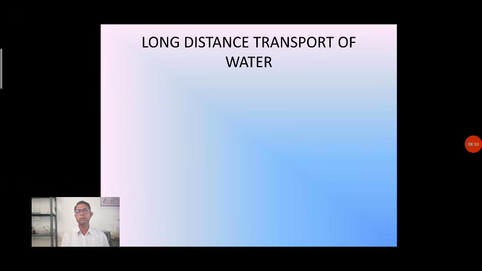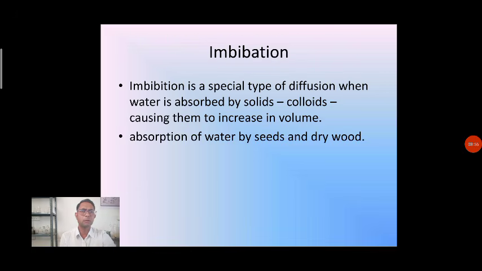Now moving again to our topic, long distance transport. Before starting this, we can take a look at the points discussed. Up till now we have discussed four points. One, we have discussed diffusion, we have also gone through osmosis, then we have seen plasmolysis, and the last terminology which we discussed is imbibition. Now these four processes are the most important processes which take place in short transport of water molecules.